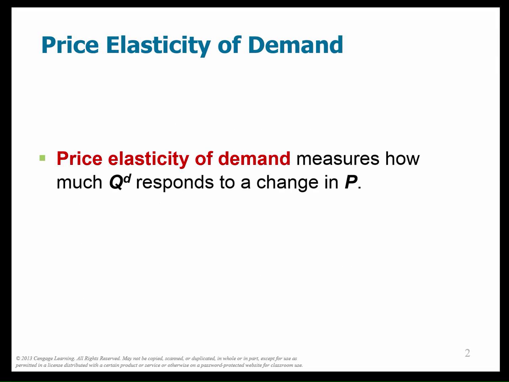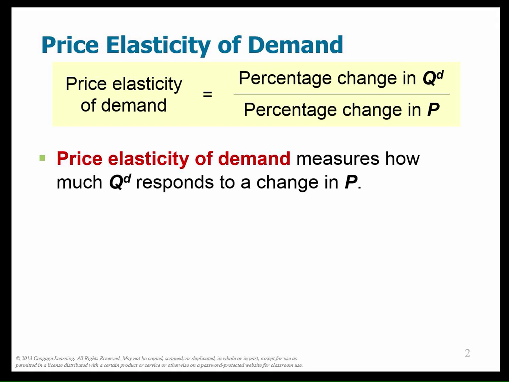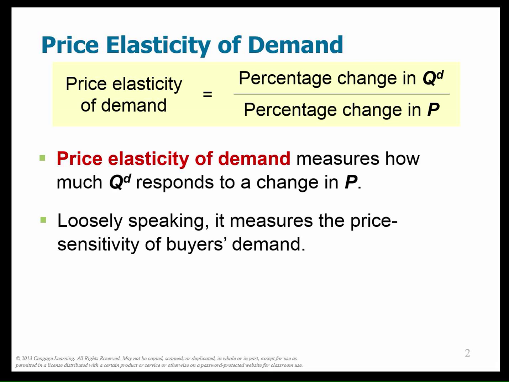All right, so here's the price elasticity of demand. How does QD, the quantity demanded, respond to a change in P, the price? The formula, write this down and memorize this: percentage change in QD over percentage change in price. So simply, it's easy to find the percentage change in QD, and then we divide it by the percentage change in price. Okay? Loosely speaking, it measures the price sensitivity of buyers' demand.